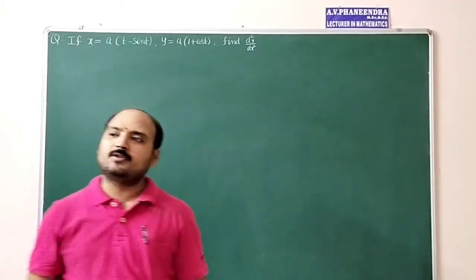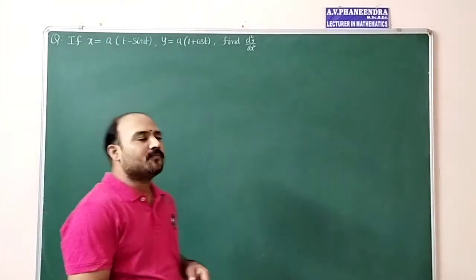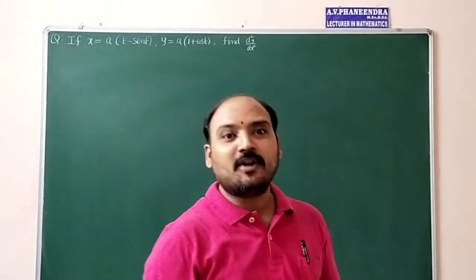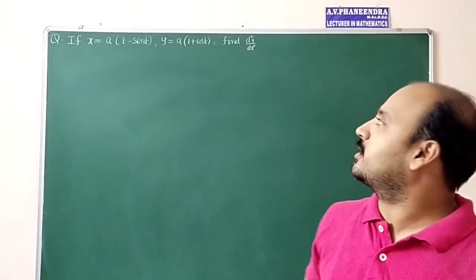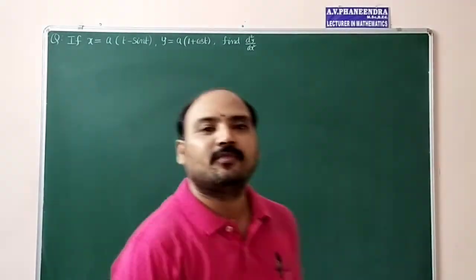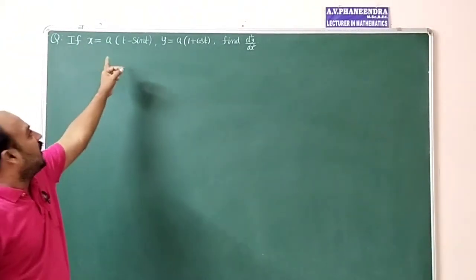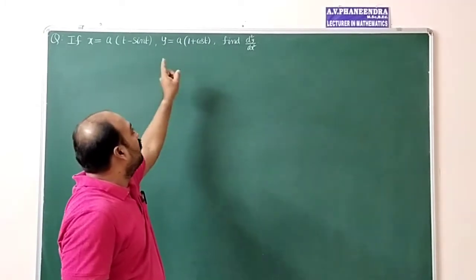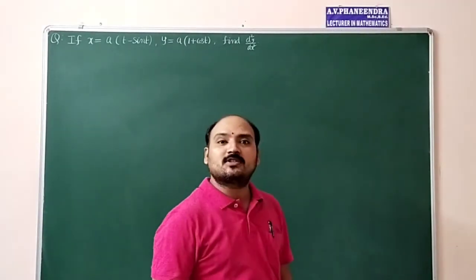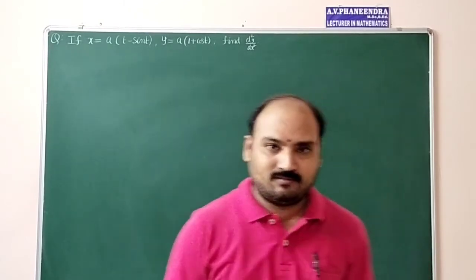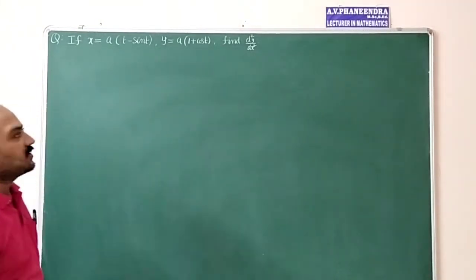Next question is a very important question, and it is related to parametric differentiation as well as second order derivative. Here the question is: if x equals a into (t minus sin t), y equals a into (1 plus cos t), then find d square y by dx square. First of all, you have to write the given.